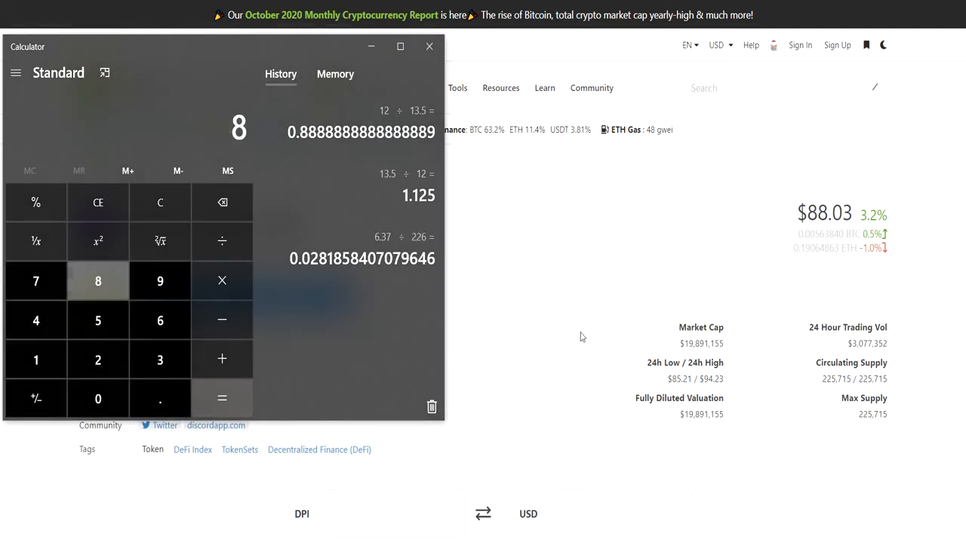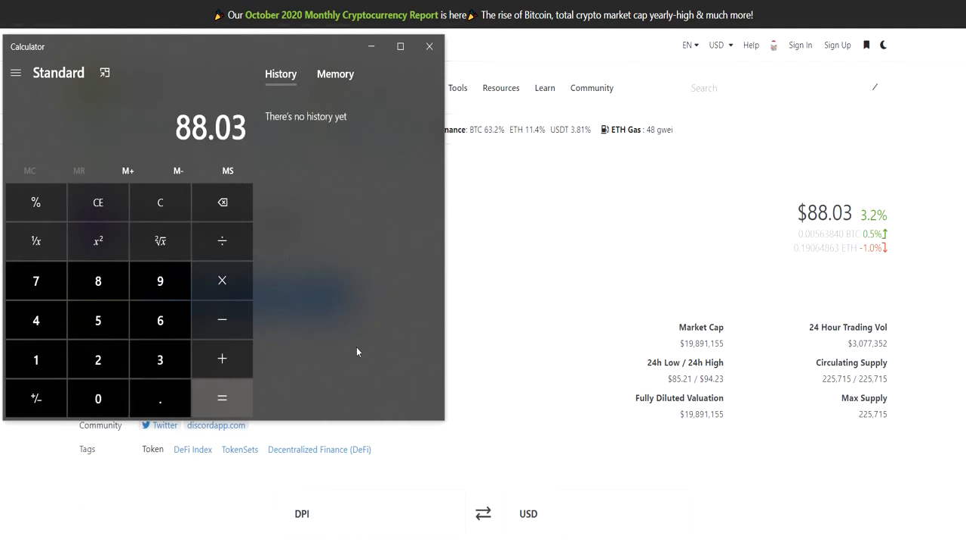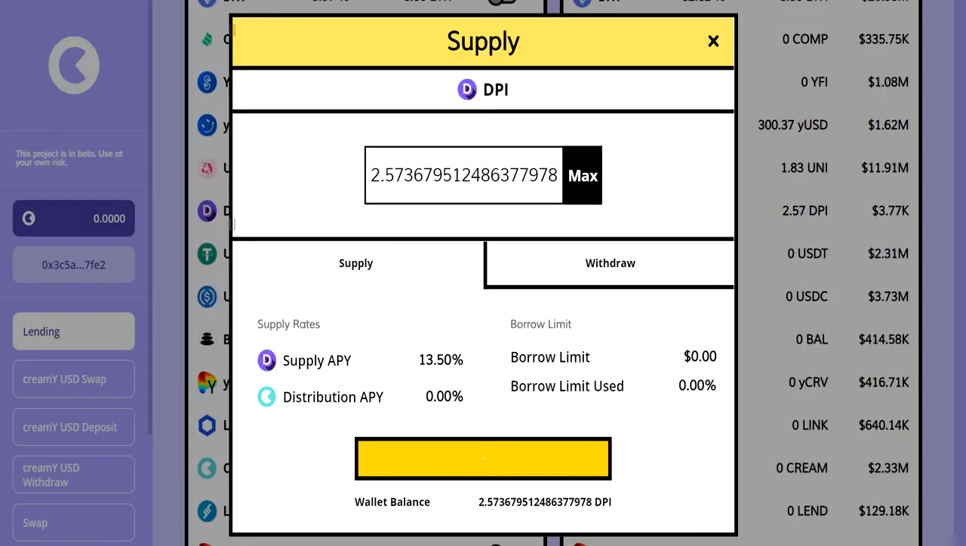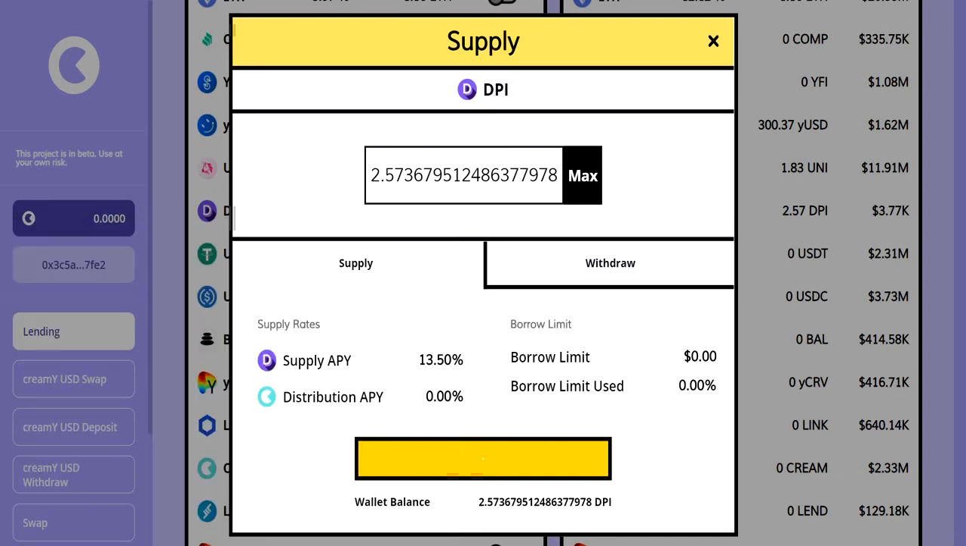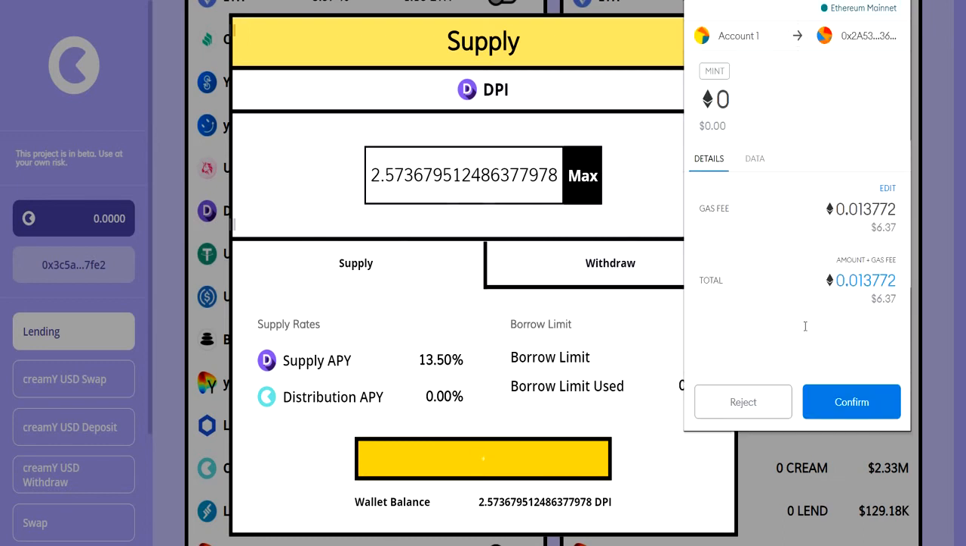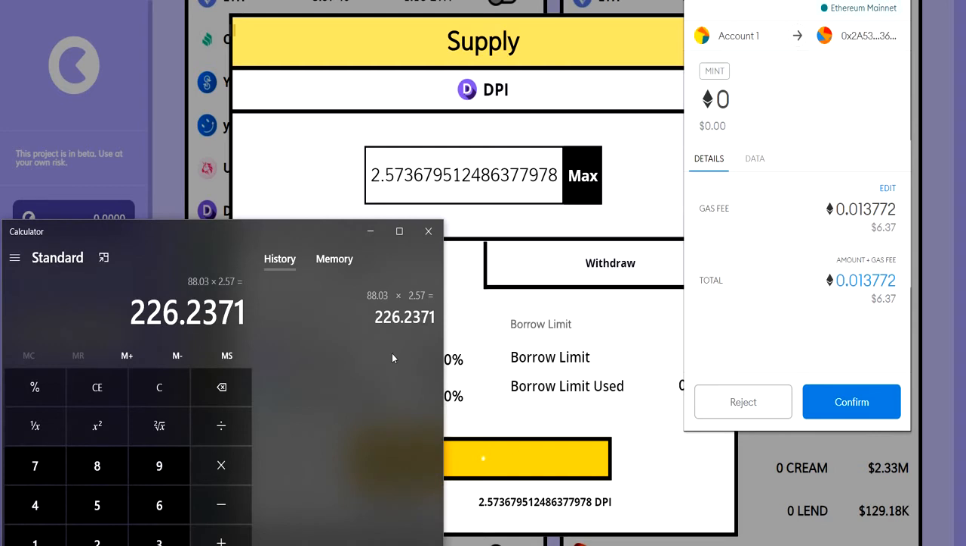So let's put that in there. $88.03. And then we swing back over to here, and we see I have about 2.57 of them. 88.03 times 2.57, and I have a value of DPI of about $226, or let's go $225 just to make it easy. Now, like I said, the cost of depositing is going to cost me $6.37. So should I do this or not?